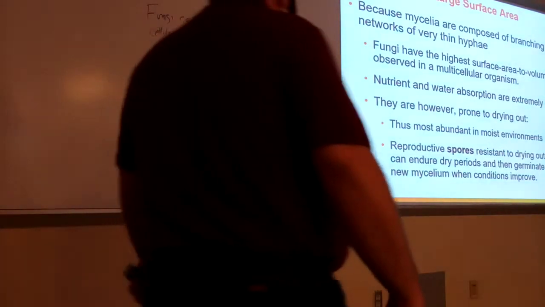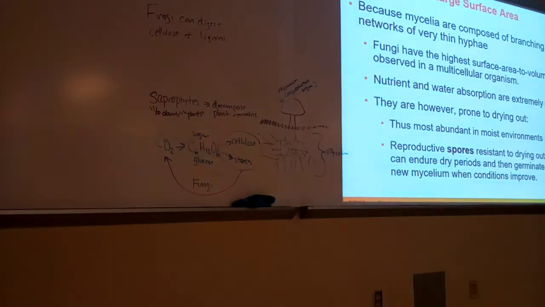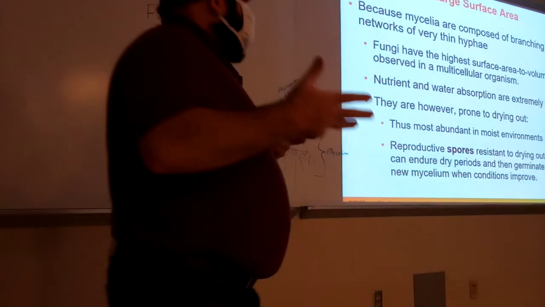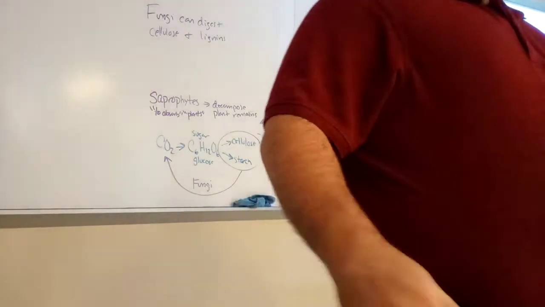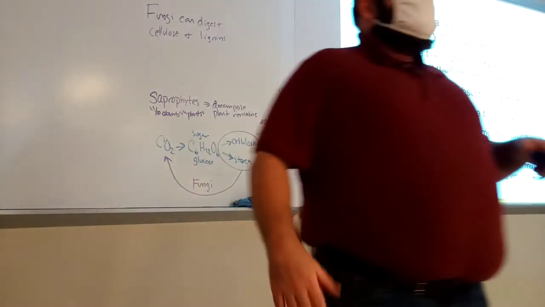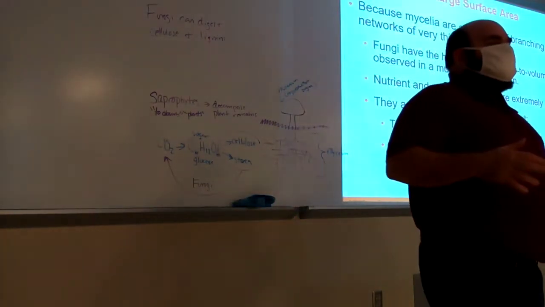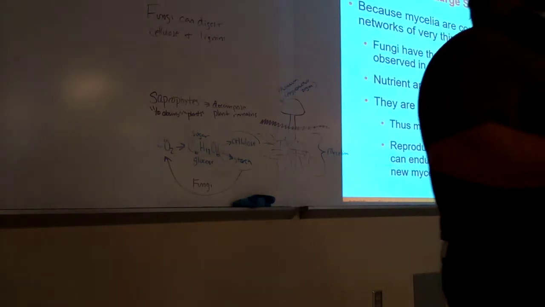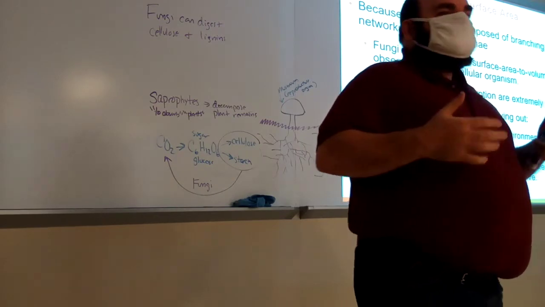Like I said, because mycelia are composed of branching networks of very thin hyphae, fungi have the highest surface area to volume ratio observed in any multicellular organism. Like I said, it's because they have to grow through their food. And so they have to be able to spread themselves thin to kind of search and quest for new nutrients. The problem with this, though, is that when you have a very high surface area to volume ratio and you spread yourself very thin, it means that you tend to dry out very quickly. And so fungi typically are restricted to very moist, warm environments. They have to be kept moist because they will dry out.